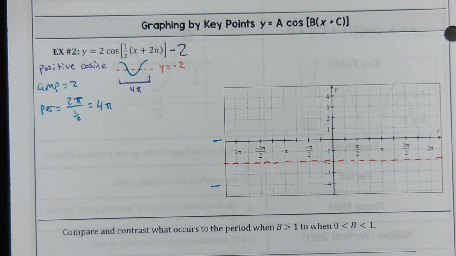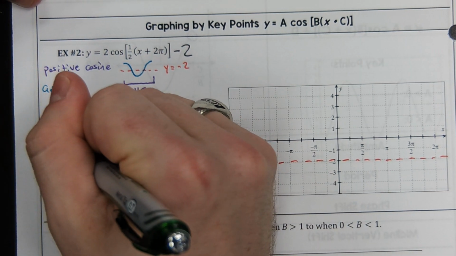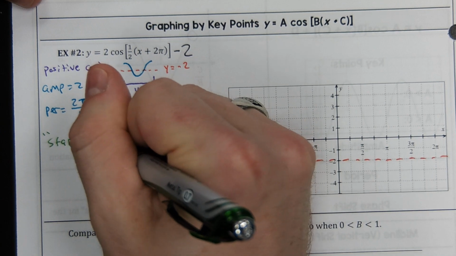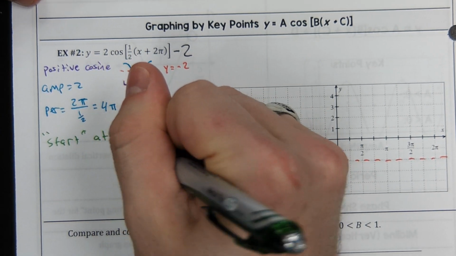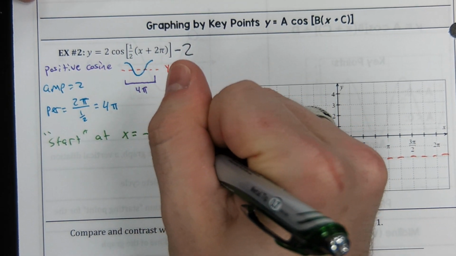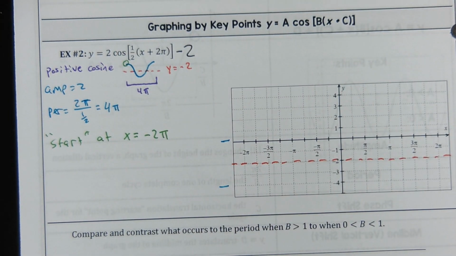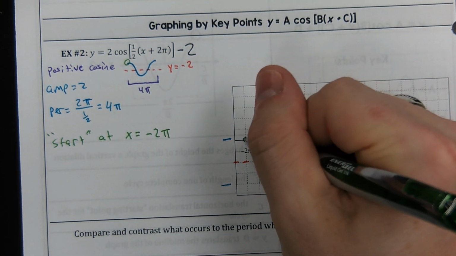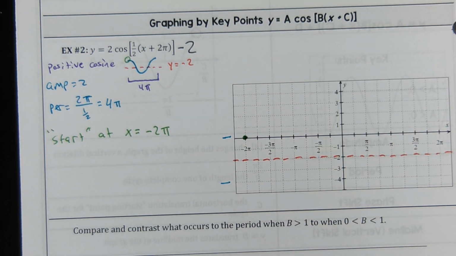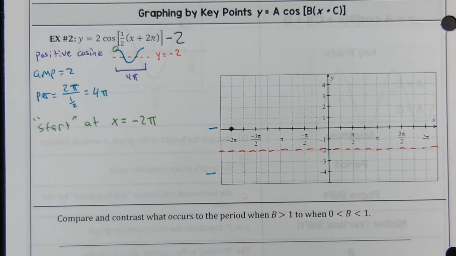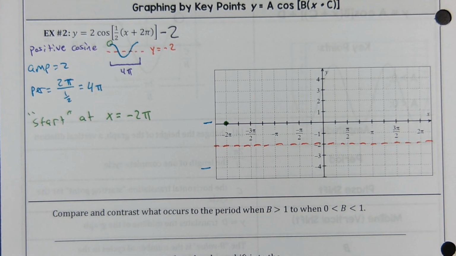So I just need to know where to start. What makes the inside equal 0? -2 pi. So I know I have a maximum at x equals -2 pi. That's here. Now go 4 pi from there.